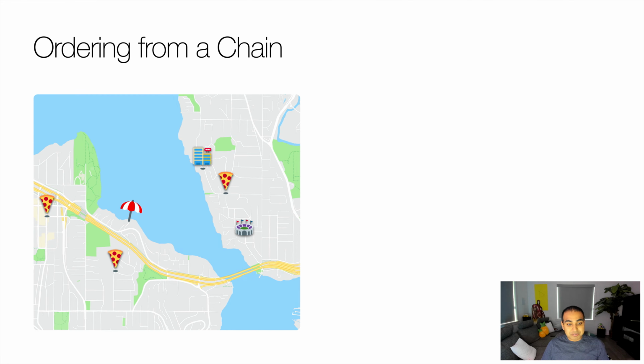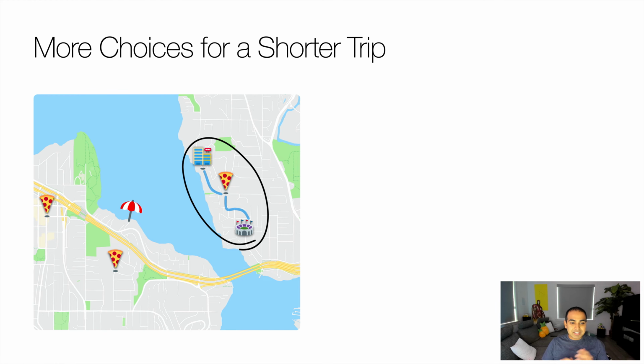So if we had to order from a chain, here's how the behavior will be a little different. Now, in this case, if you're going to order, you have more choices for a shorter trip. If you're ordering from the stadium, or in this case, the office building, instead of earlier where the pizza had to be delivered from a central location and had to have a long journey to get to where you need to be delivered, in this case, it's a more nearby location.